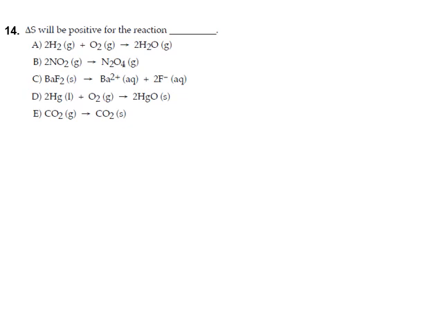Delta S will be positive for which reaction? In other words, if it's going to be positive, it means we're going from one thing on the left to two on the right, or from two things on the left to three or four things on the right. We want to find the one of these five choices where the number of entities on the right is greater than the number on the left.